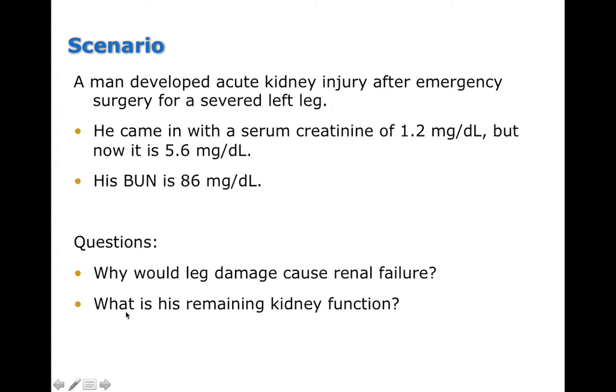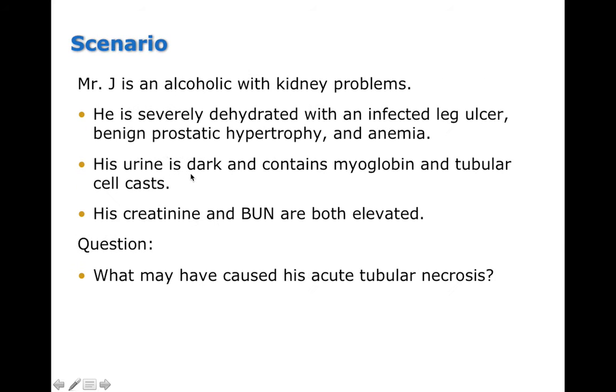Now the second question here says, what is his remaining kidney function? And if you guys remember, we said that if your creatinine levels were around 3, then you only had approximately 30% normal kidney function. And so at 5.6 milligrams per deciliter, his GFR is going to be very, very low. Same with the elevated BUN here. And so remaining kidney function would be about a quarter of normal GFR.